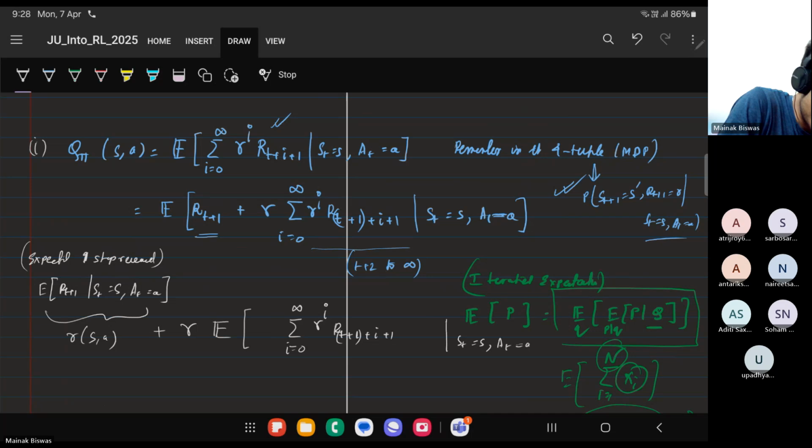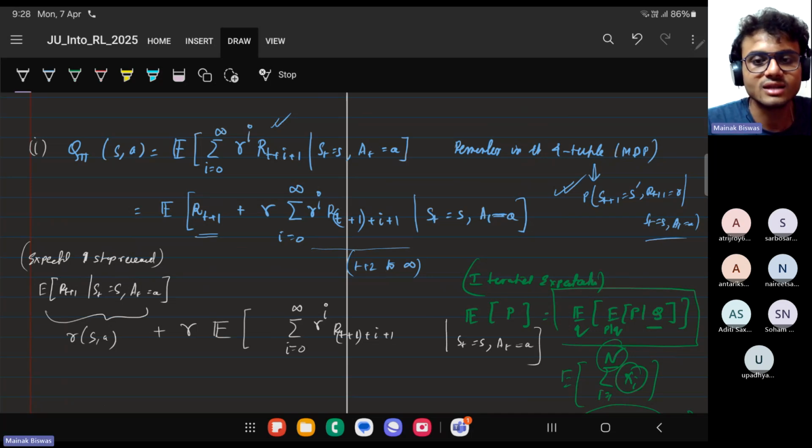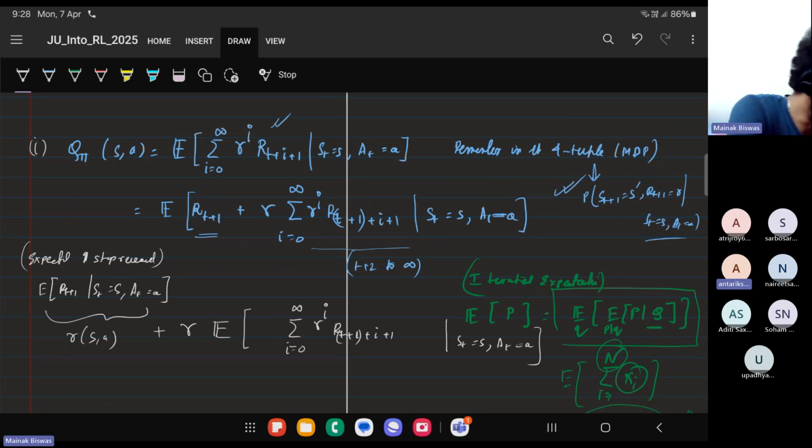Now, do something to make this reward known to me. Can I do something? Yeah, I can recursively do the same thing again and again, and I kind of get a GP. I mean, not a GP, but kind of. But I can do this. The recursive thing can also be made simpler.